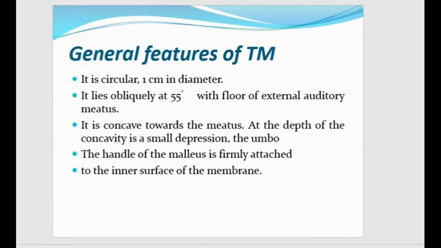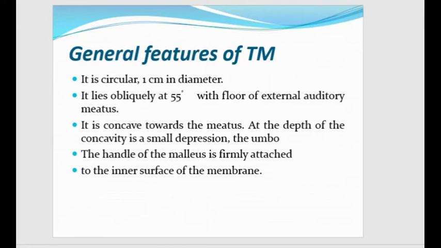The general features of the tympanic membrane: it is oval in shape, with a diameter of about 1 cm. It lies obliquely at the end of the canal. It forms an angle of 45 degrees with the floor of the external auditory meatus, or external auditory canal. It is concave toward the canal, and at the depth of the concavity is a small depression, the umbo. Whereas it is convex toward the middle ear.